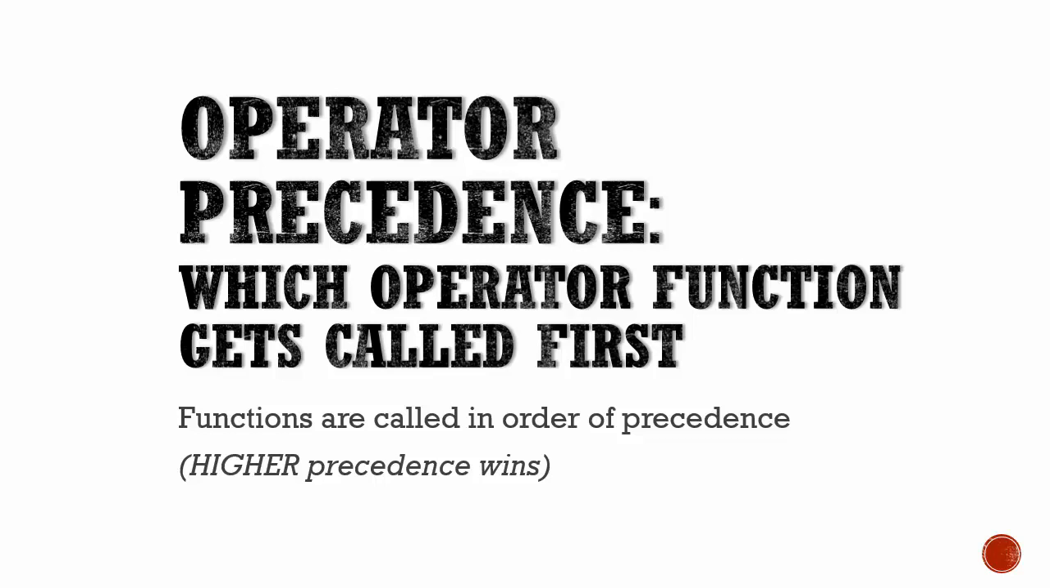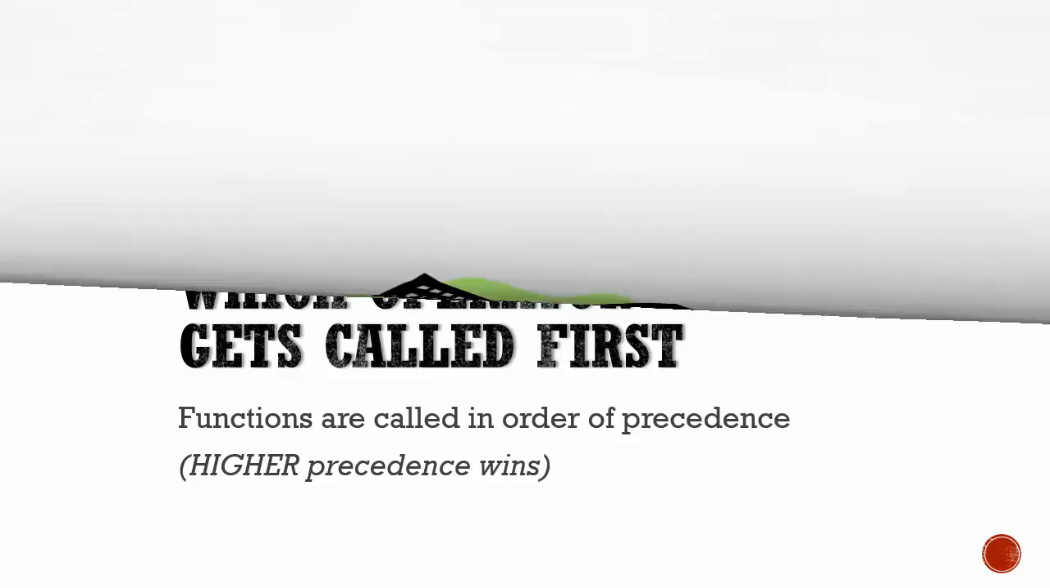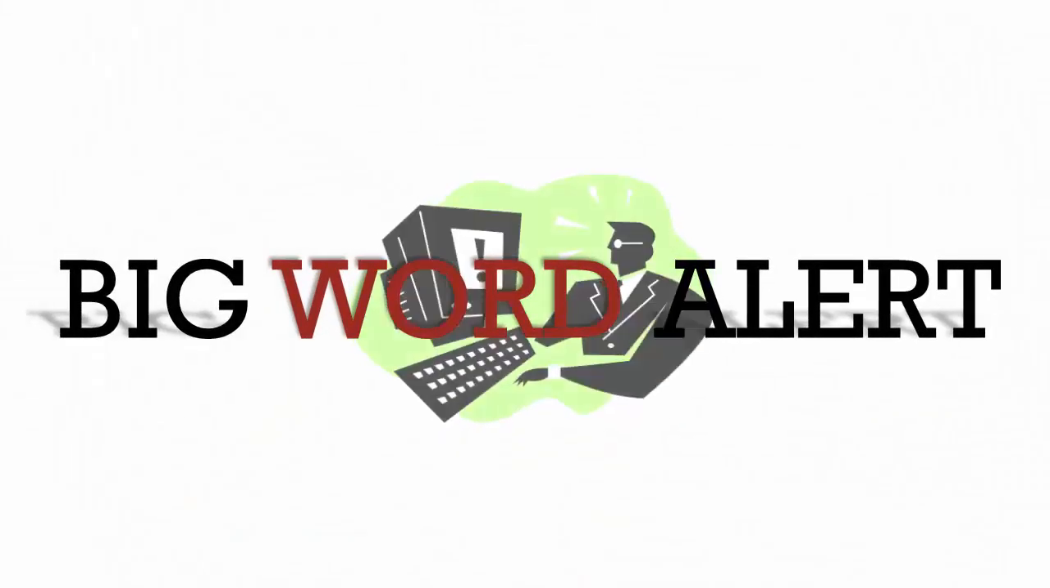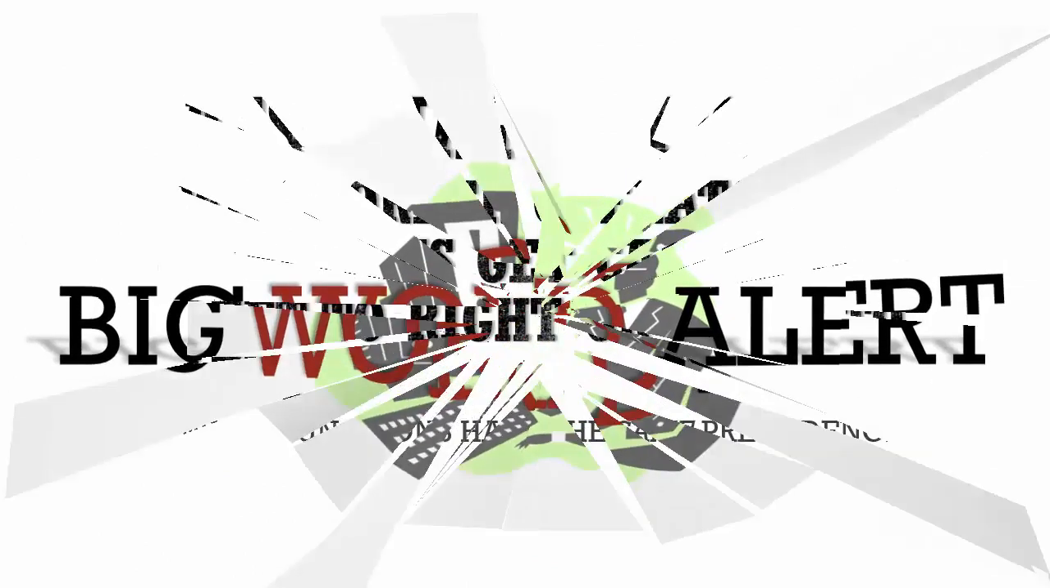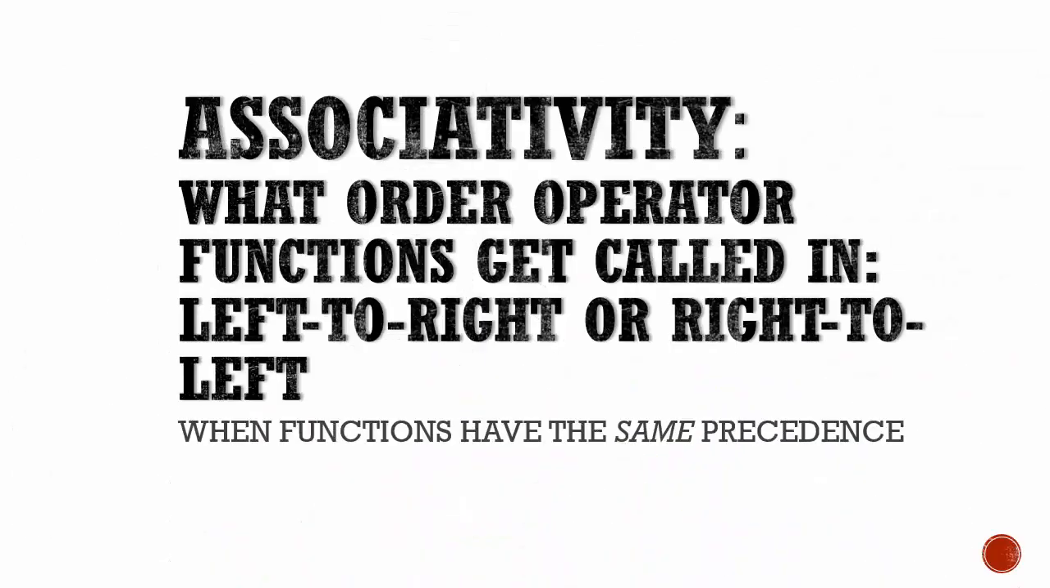But before we do that, we need to add on one more concept that goes along with this. We mentioned it, operator associativity. Yeah, another big word alert. It's not as complex as it sounds either. Associativity. That's what order an operator gets called in. So again, we're talking about which operator function in what order. In this case, either left to right, called left associativity, or right to left, which is called right associativity. And this means when the operator functions have the same precedence.